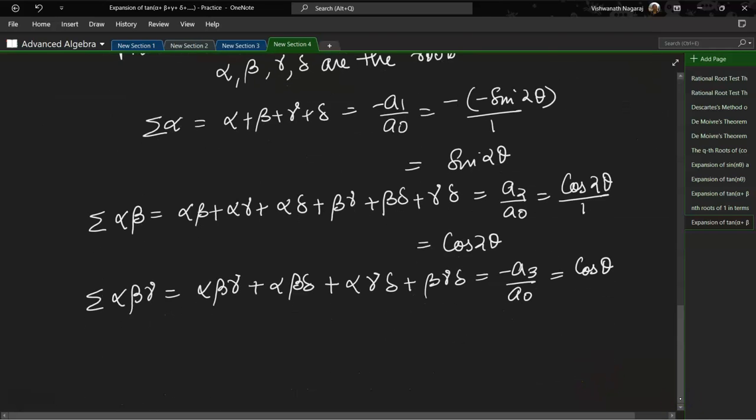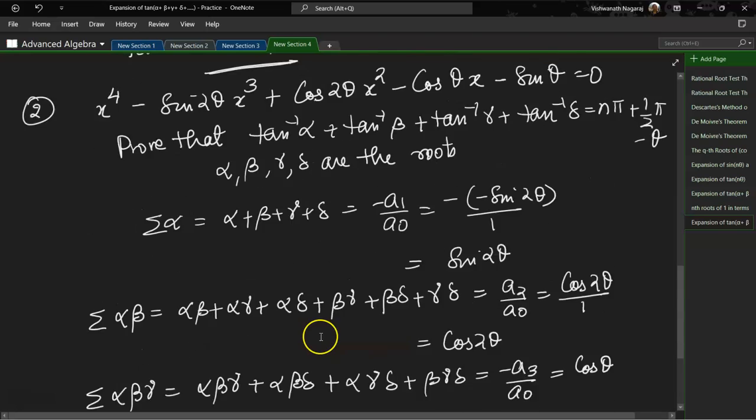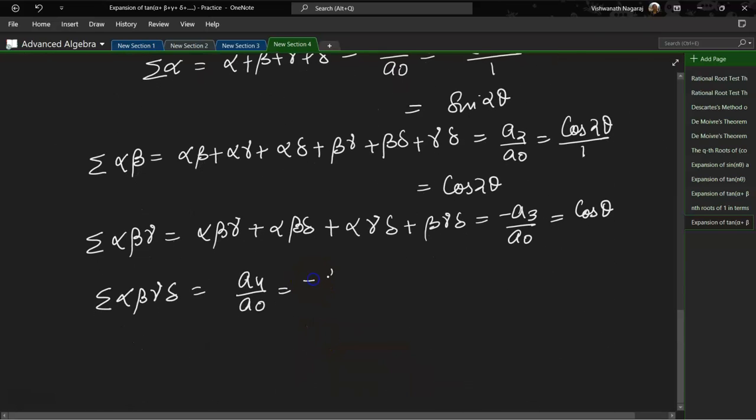Okay, and finally summation of alpha beta gamma delta is equal to, there is going to be only one term in this, so that would be a4 by a naught. a4 is minus sine theta, so minus sine theta.